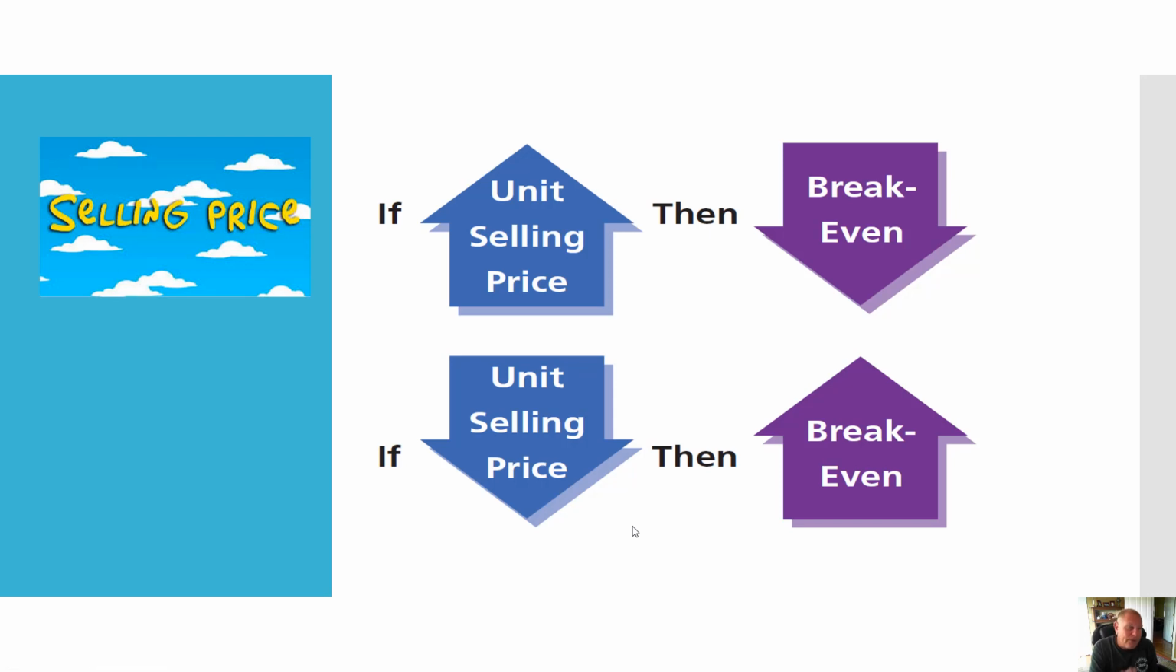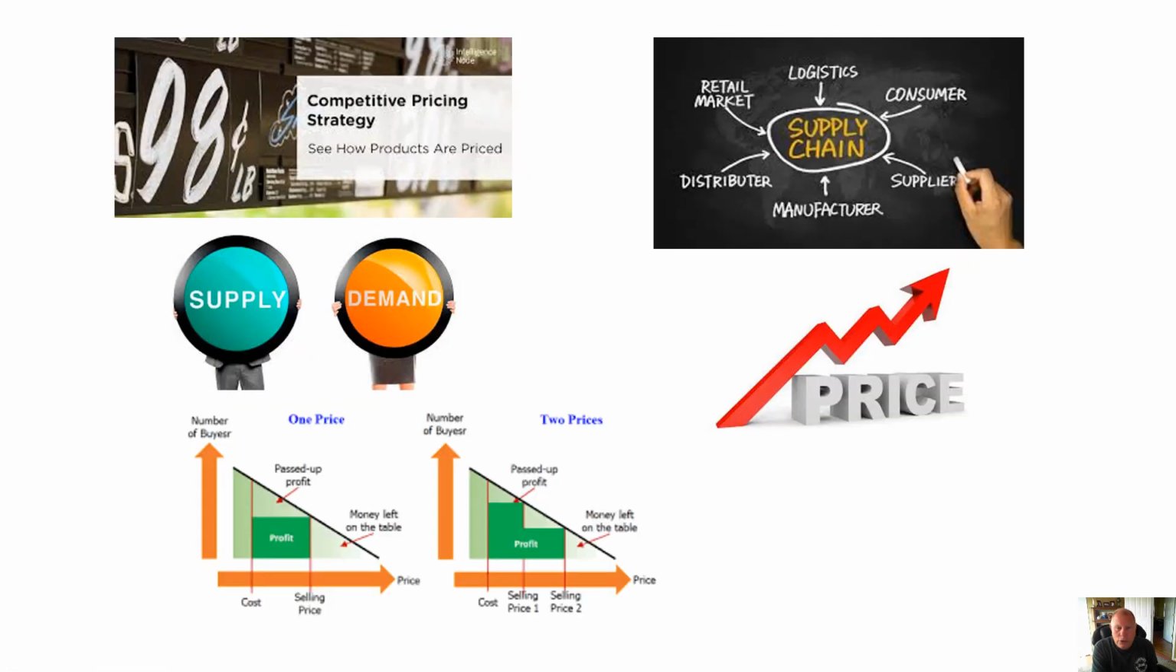Then the third part of the equation: we talked about the fixed cost. We talked about the variable. Now let's take a look at the selling price. Okay. If the unit selling price goes up, the break even goes down. Unit selling price goes down, break even goes up. It's an equation that they all work together.